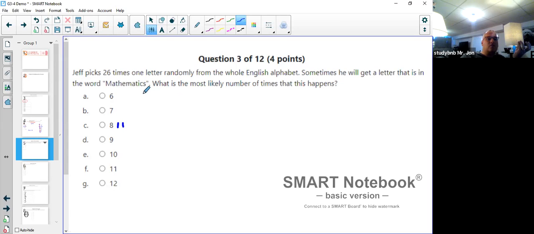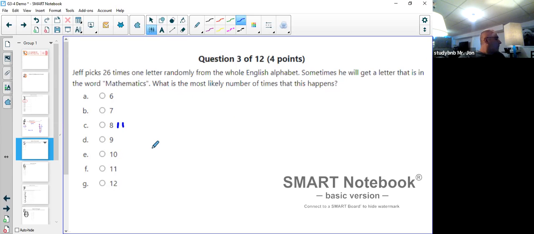Sometimes he gets a letter that's in the word mathematics. What is the most likely number of times this happens? This is like a probability question. Andrew, you have your hand up. Can I explain, because I kind of know how to do it? You want to try to explain it? Go ahead.